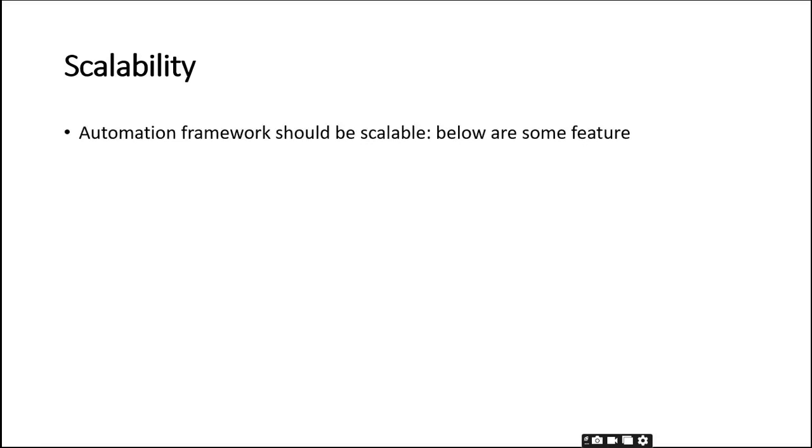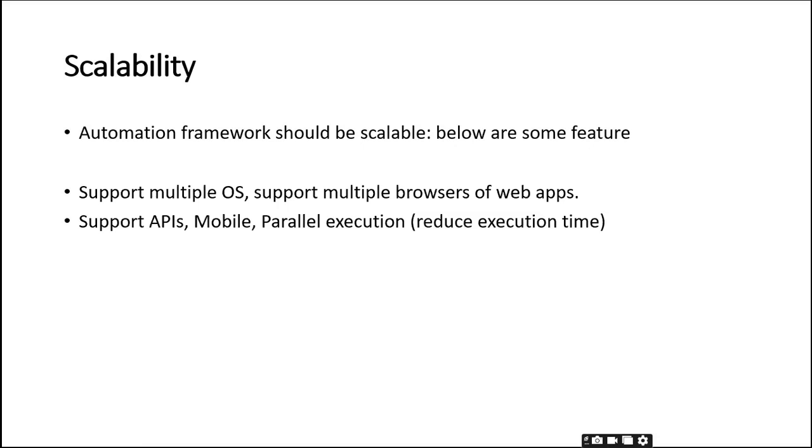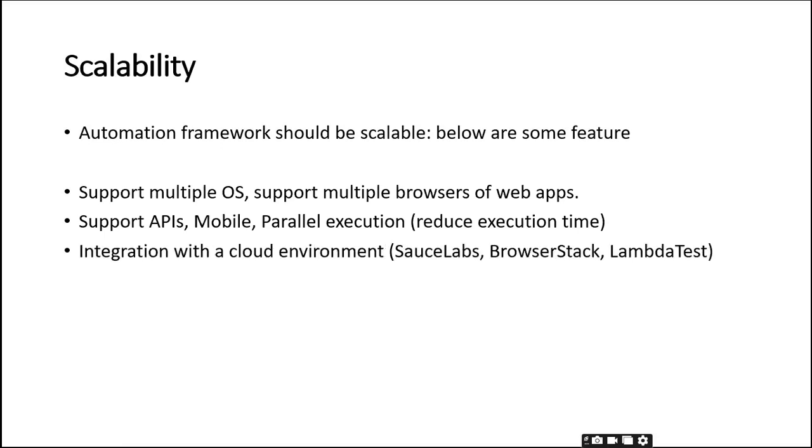An automation framework should be scalable. Below are some features. It supports multiple OS, multiple browsers for the web application, API, mobile, and parallel execution. We use parallel execution so that we can reduce the execution time. If we run on different environments, like browsers as well as OS combinations, our framework should be capable of integrating with cloud environments like Sauce Labs, BrowserStack, and LambdaTest, where we can execute our automation test scripts.